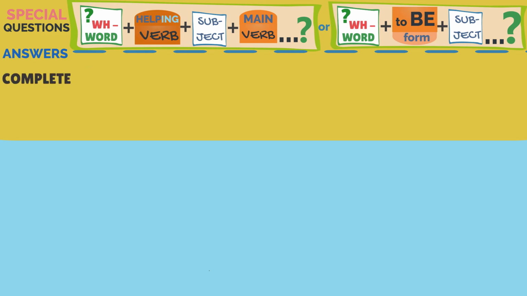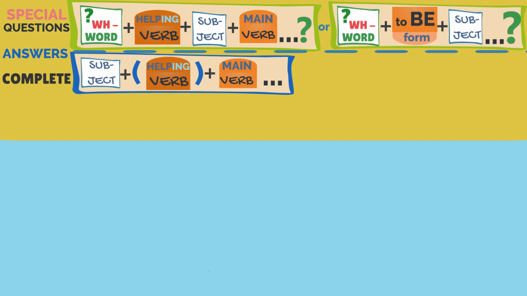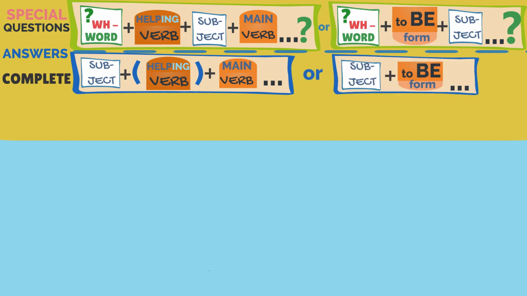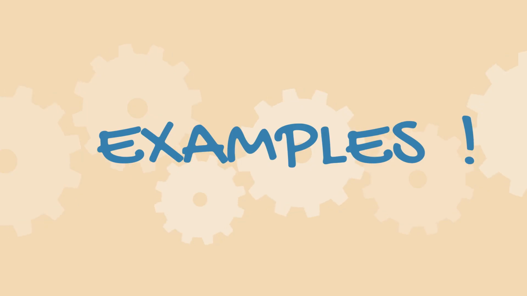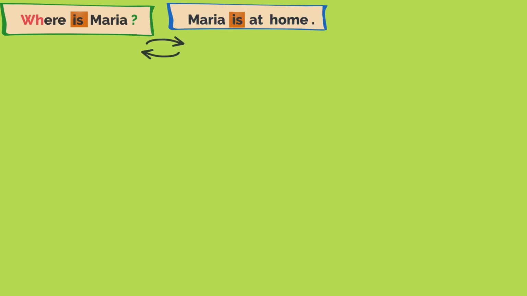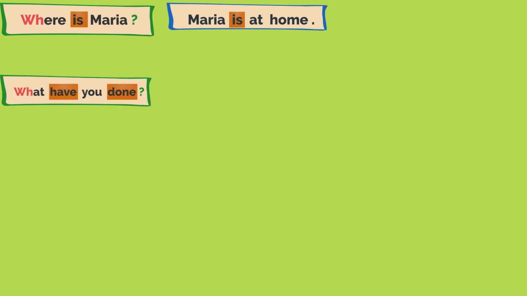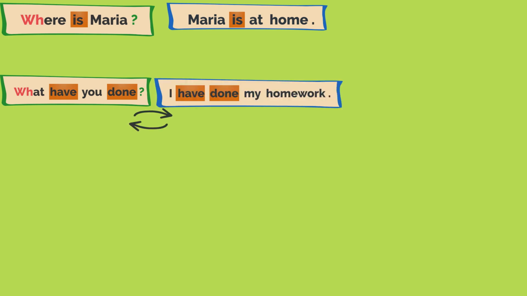So, the complete answers for these questions are the positive sentences, which are inverted versions of the corresponding questions. And the WH words are replaced with the information we are asking about. Examples. Where is Maria? Maria is at home. What have you done? I have done my homework.